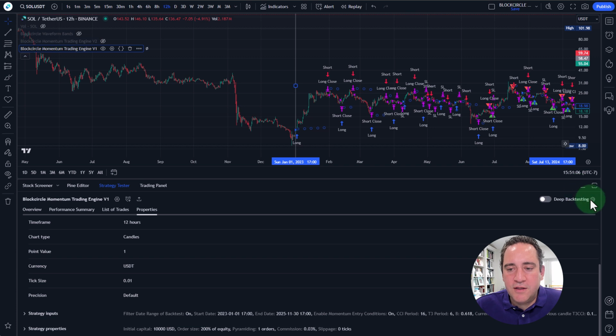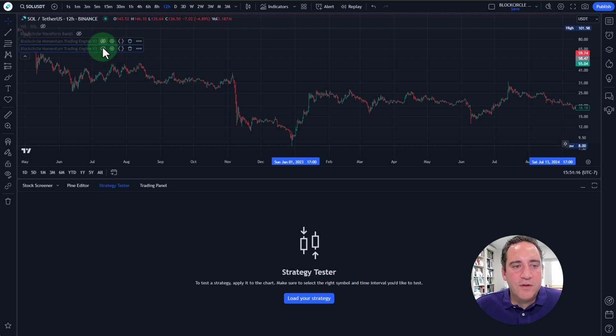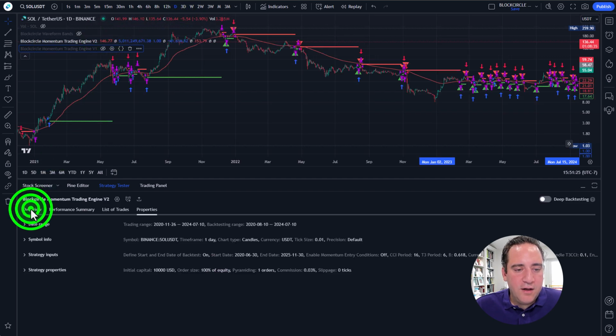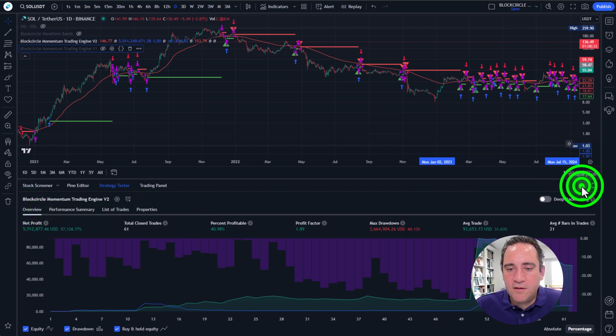Another option is the deep backtesting. If you want to go into more granular defined detail, you can do that as well. Now, let's go through version 2. I want to walk you through Momentum Trading Engine version 2, and I want to change it to 1 day for Binance, and I want to unhide it, and I want to walk you through the results of this because this is significant.